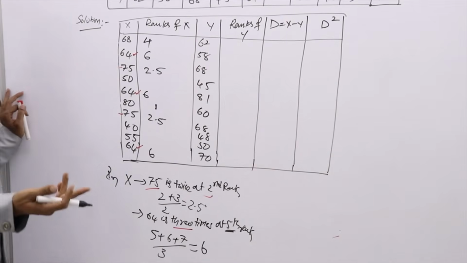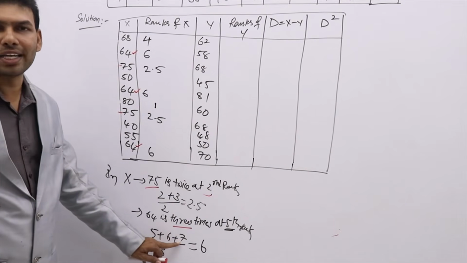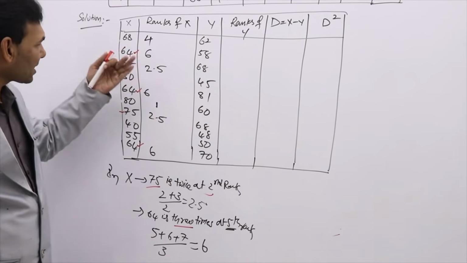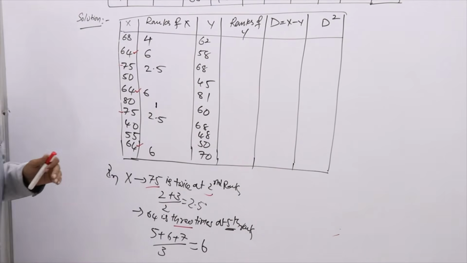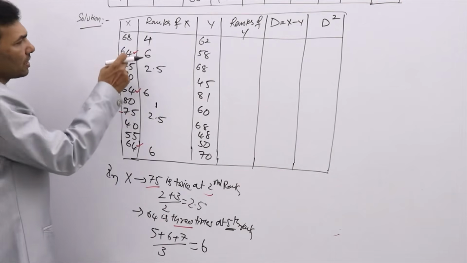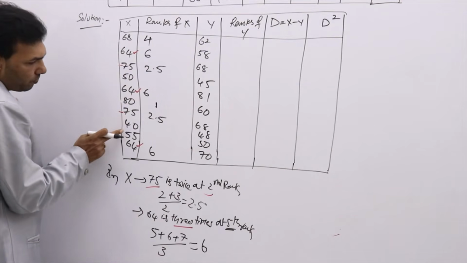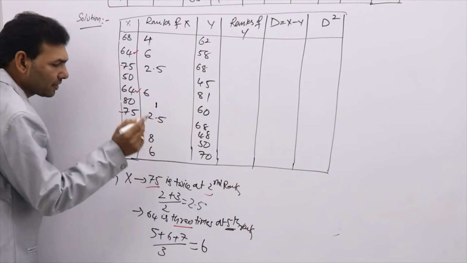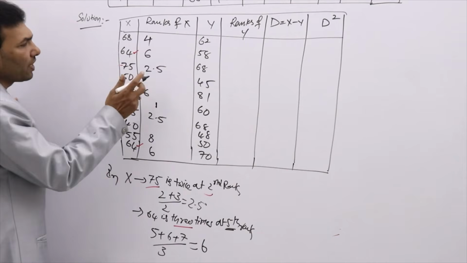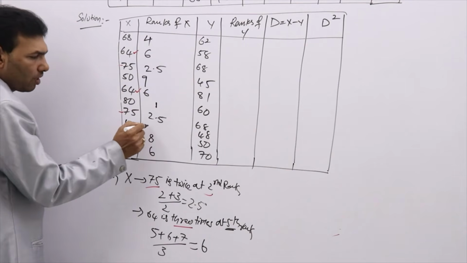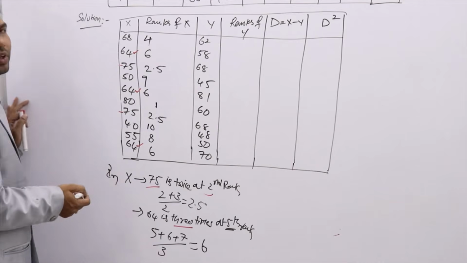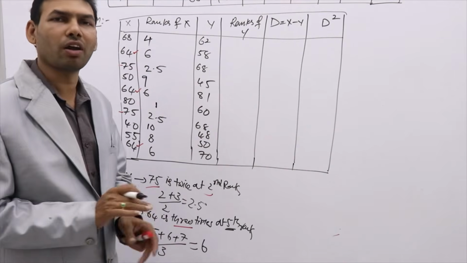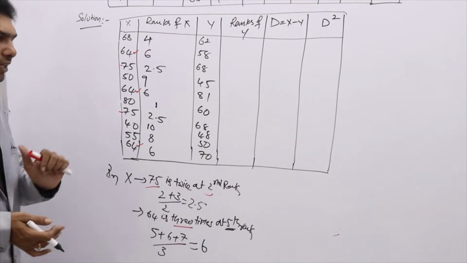How many ranks are already assumed? 7 ranks already assumed. The next marks will get 8th rank. What is next? 55 is next, and this will get rank 8. The next will get rank 9. The last number will get 10. Even if ranks are repeated, if you have 10 values, the last value should get 10th rank.